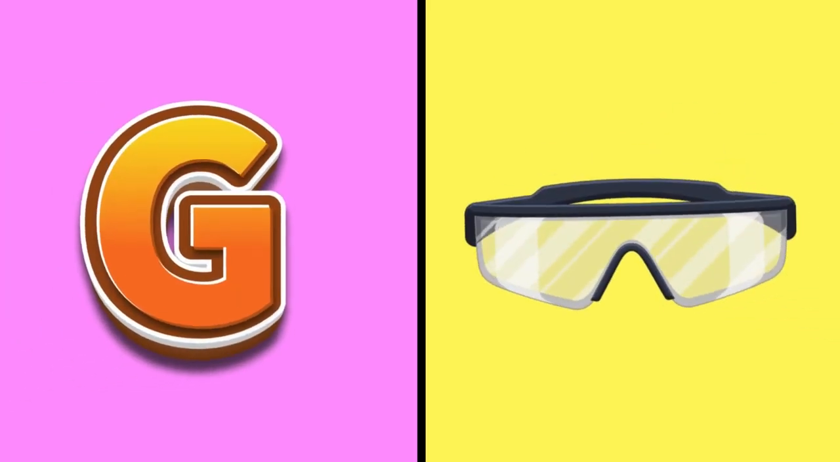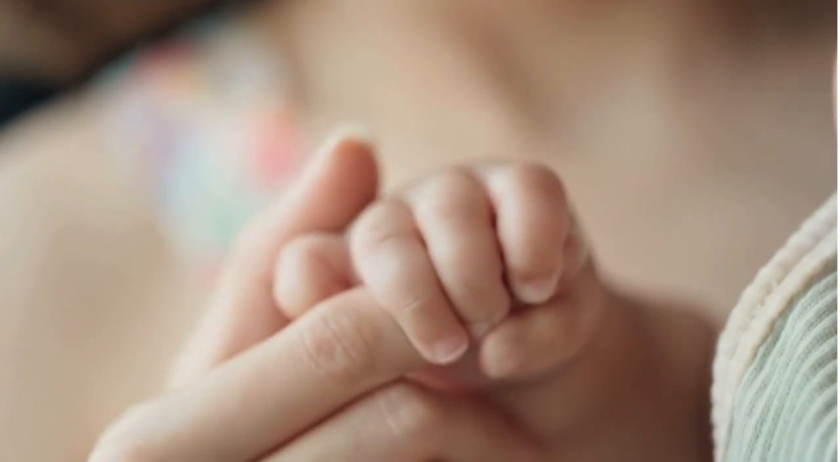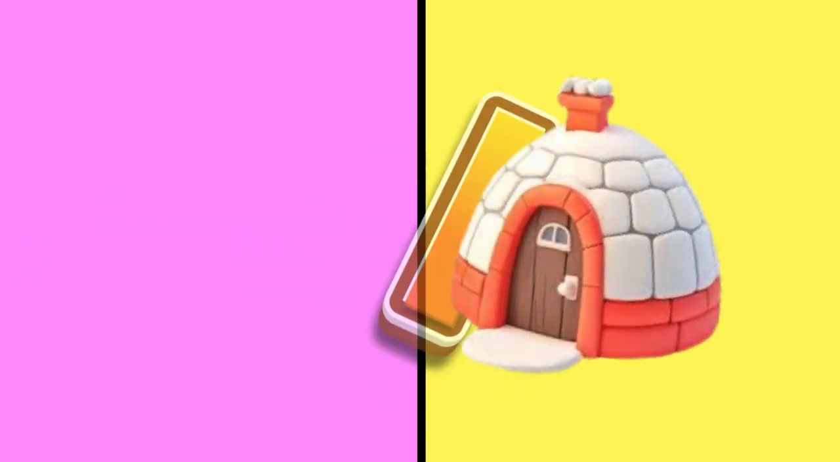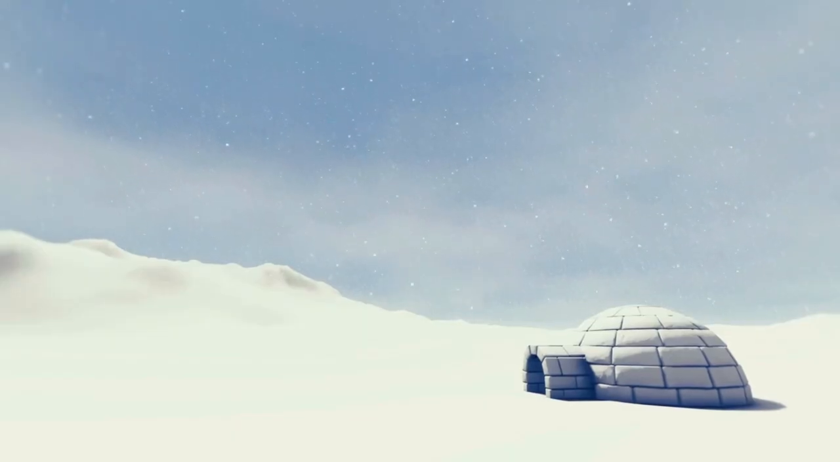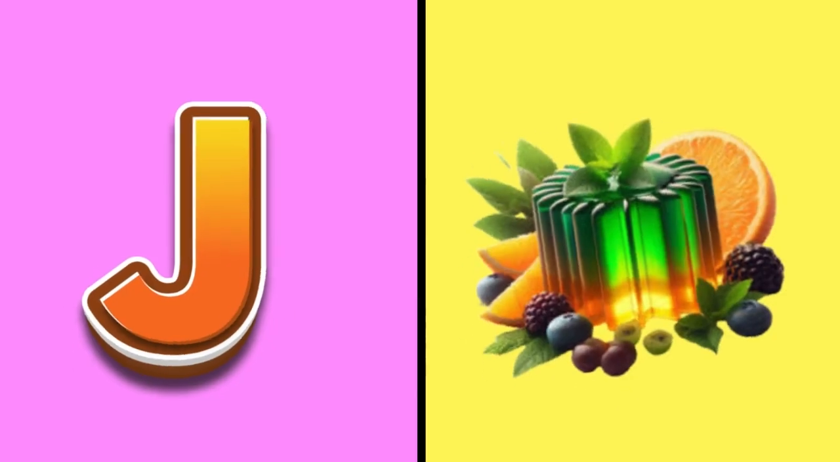G is for glasses. G, glasses. H is for hand. Hand. I is for igloo. I, igloo. J is for jelly. J, jelly.